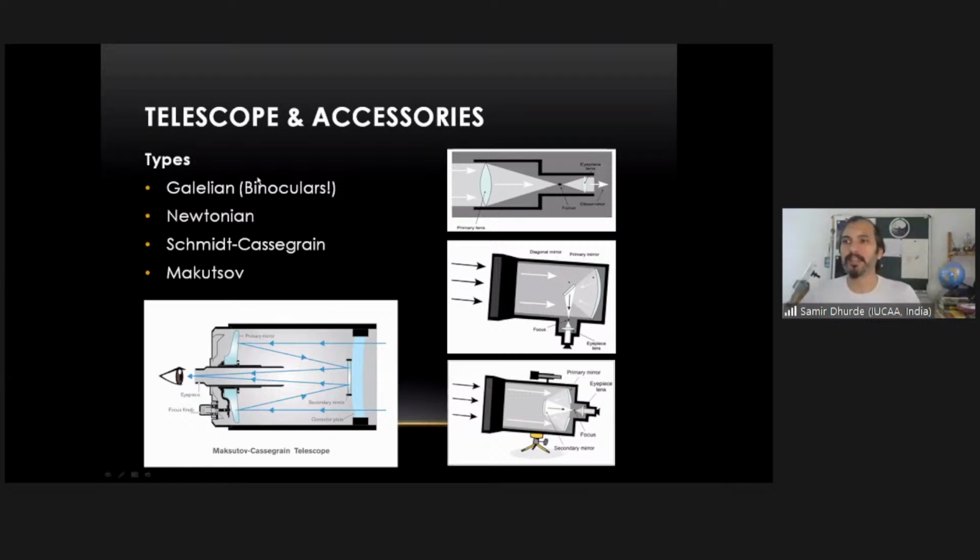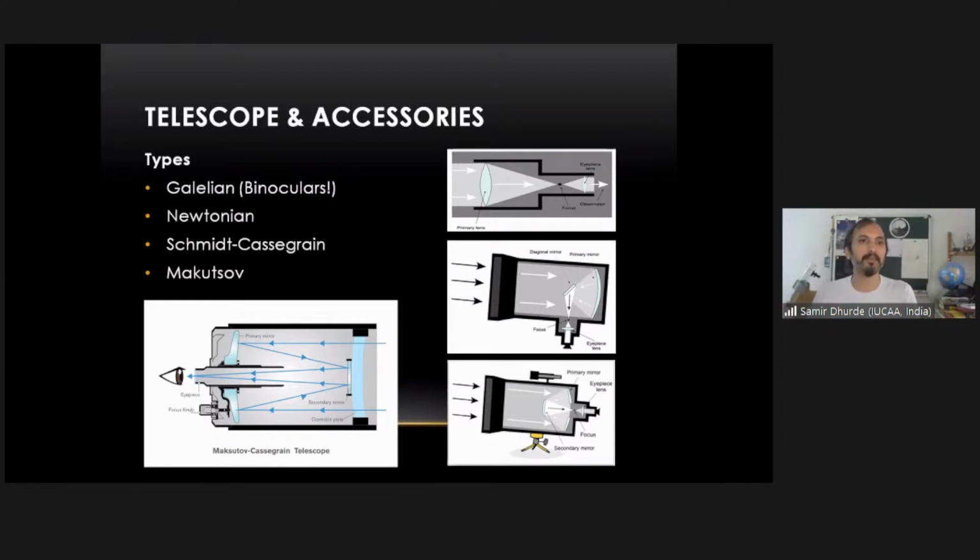So Galileans are best for easy observations. If you have somebody you know in school, etc., these are the best to prescribe. For somebody who's got more interest in the hobby of astronomy, Newtonians are good to have. In fact, Newtonians are easy to make by yourself as well. So we'll be discussing that slightly later, how you can make your own Newtonian.